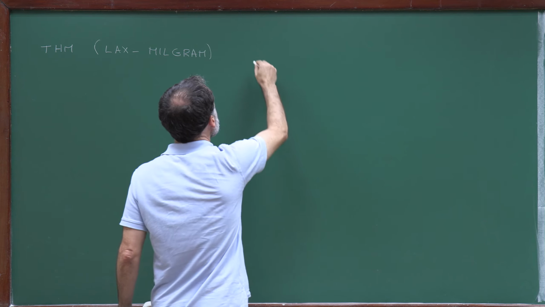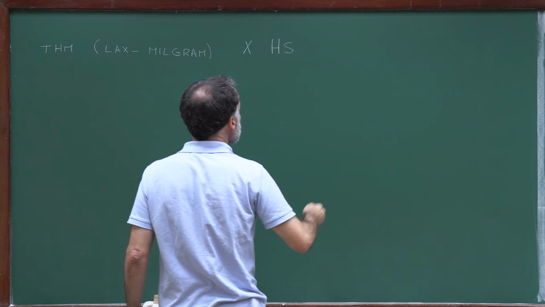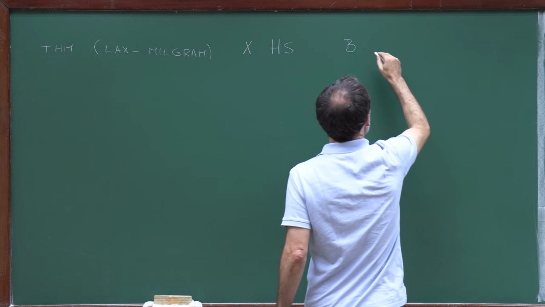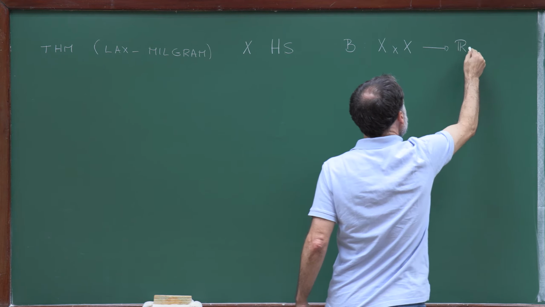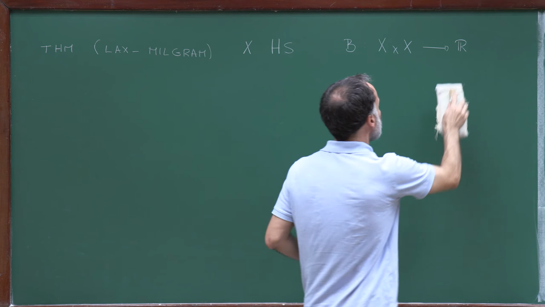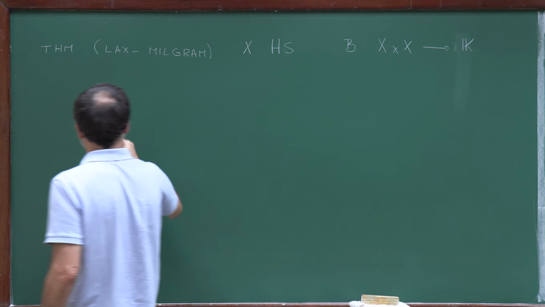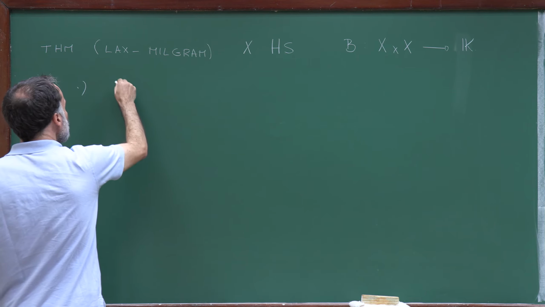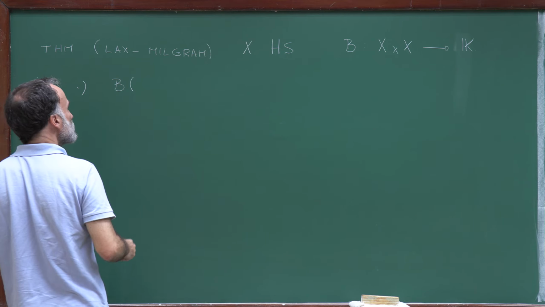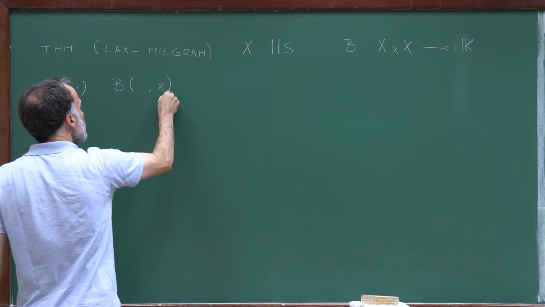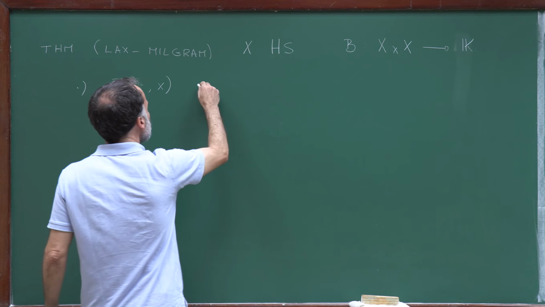So I'll complete this lecture with a theorem which is due to Lax and Milgram, and which reads as follows. You have X, a Hilbert space, and let's say that you have a functional B from X times X to R, or to K, and such that B is linear in the first coordinate and sesquilinear in the second coordinate, so that for any y, if you fix the second coordinate as a function of the first one, this is linear.